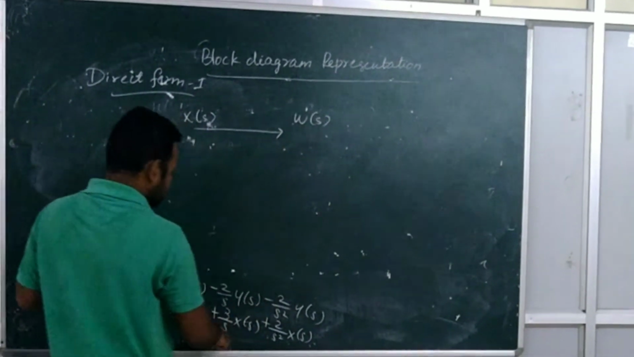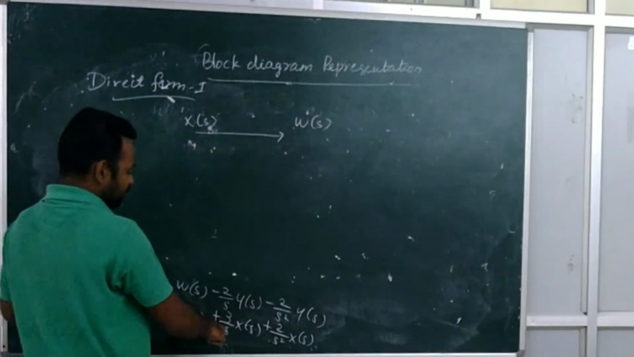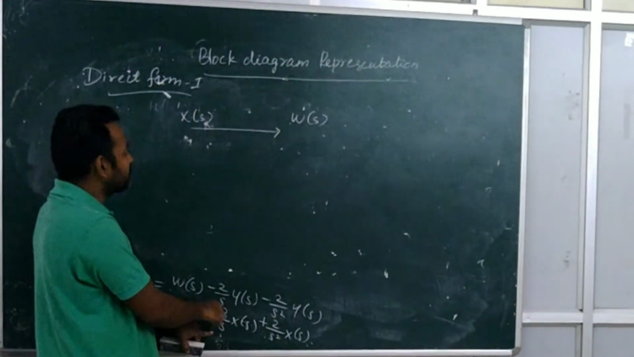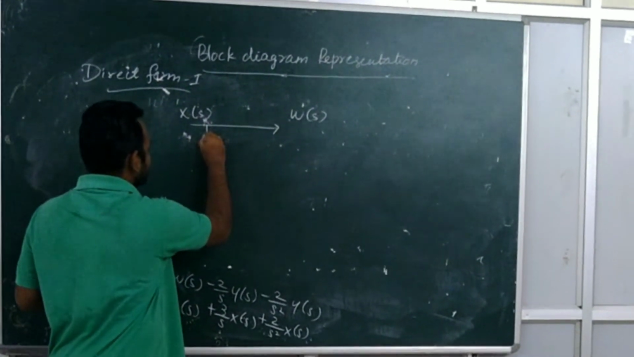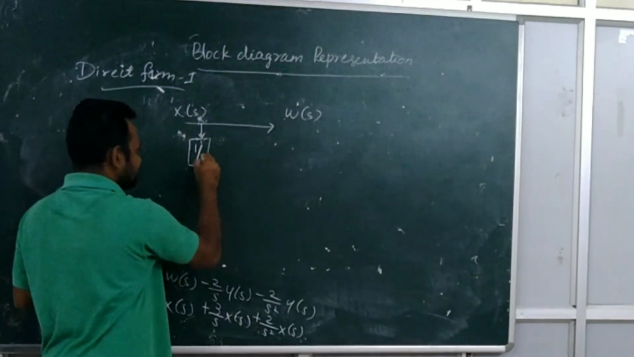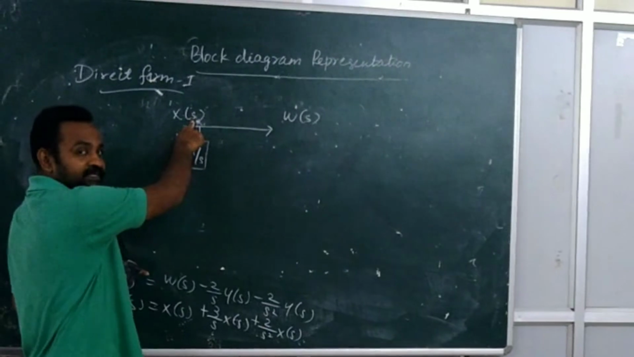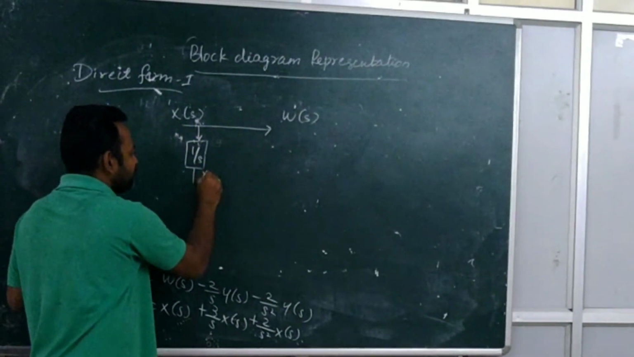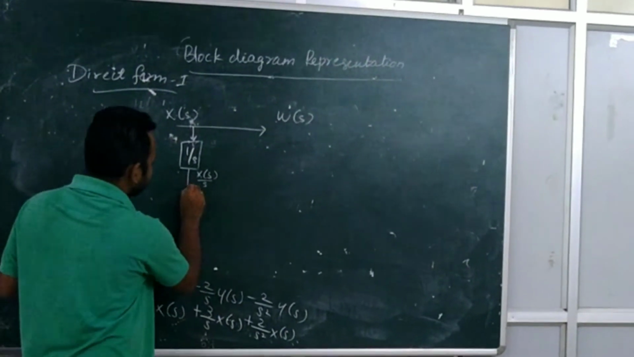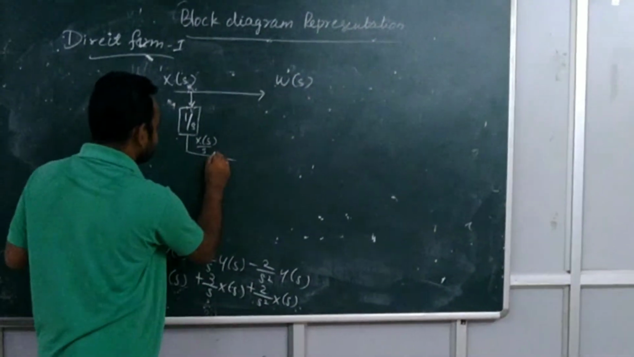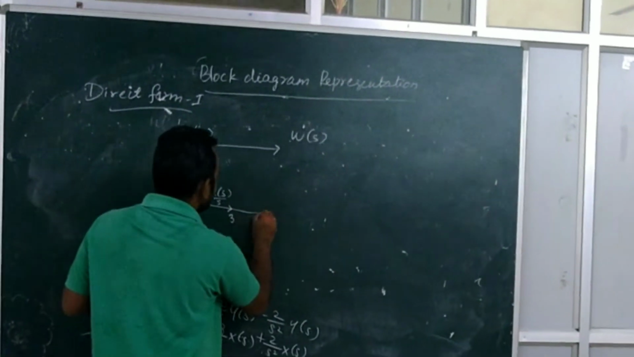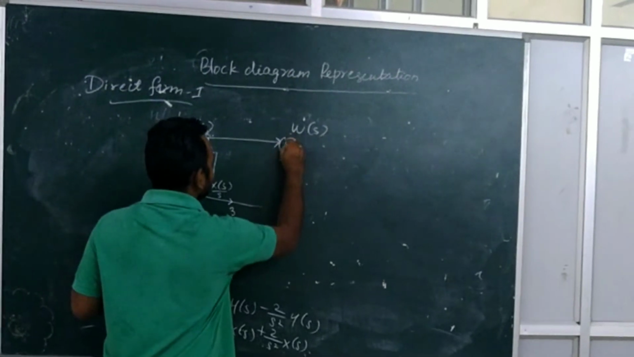And the next one, 3/s times X(s). So 3/s means 1/s, which is nothing but the integrator. So along with this X(s), you are adding an integrator 1/s. Here your value is X(s); at this point, your value is X(s)/s. And here it is multiplied by 3, and everything is added here.